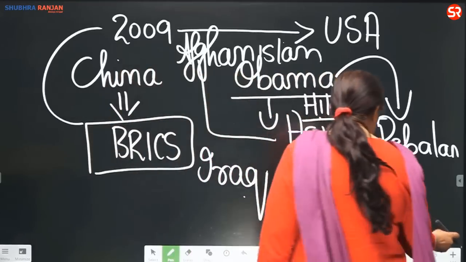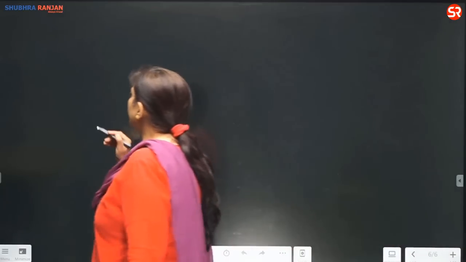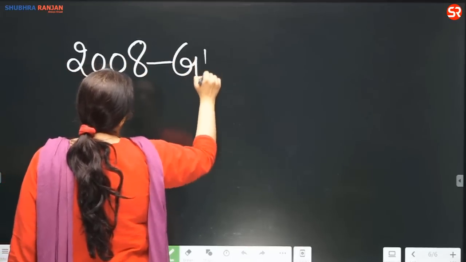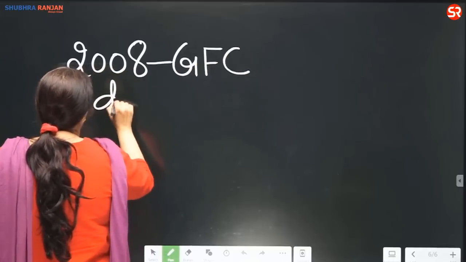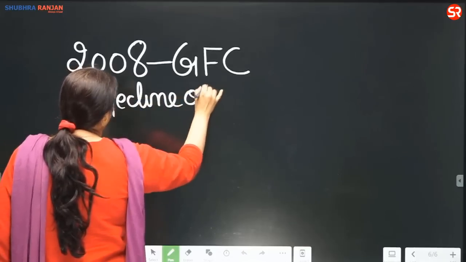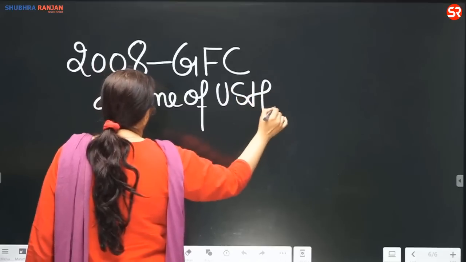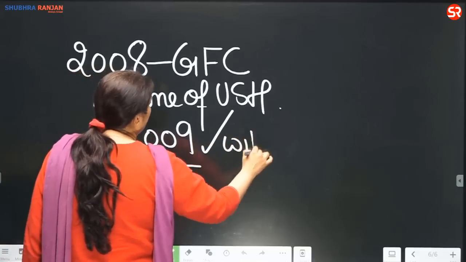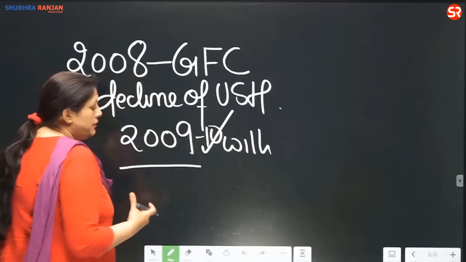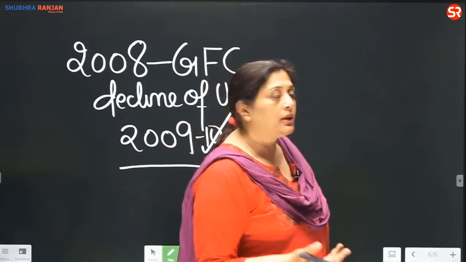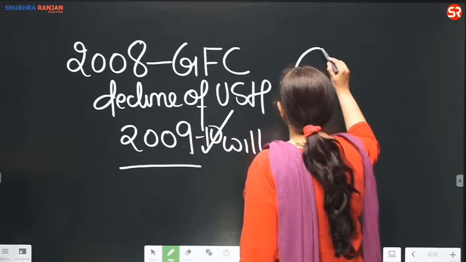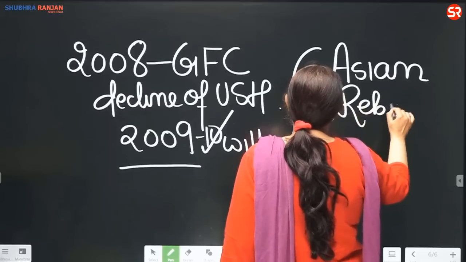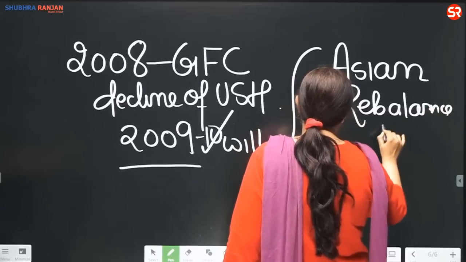Okay. Now, from the 2008 global financial crisis, we see the definite decline of US hegemony. Obama came to power, and US actually started withdrawing in 2009-2010 from world affairs to focus on its internal development, and the idea of Asia rebalance or Asia pivot.